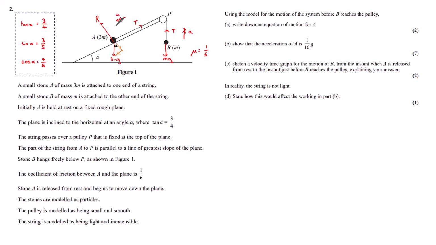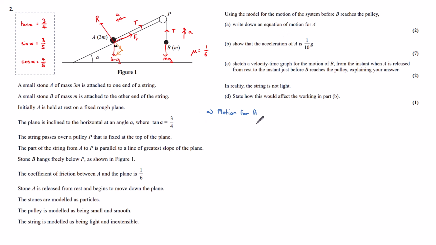I'm told that A is moving down the plane, and so acceleration is going to be acting down the plane for A and upwards for B. And then finally, because A is moving down the plane, the friction is going to be working against A, so friction will be working up the plane. So now I can start looking at part A, writing down an equation of motion.